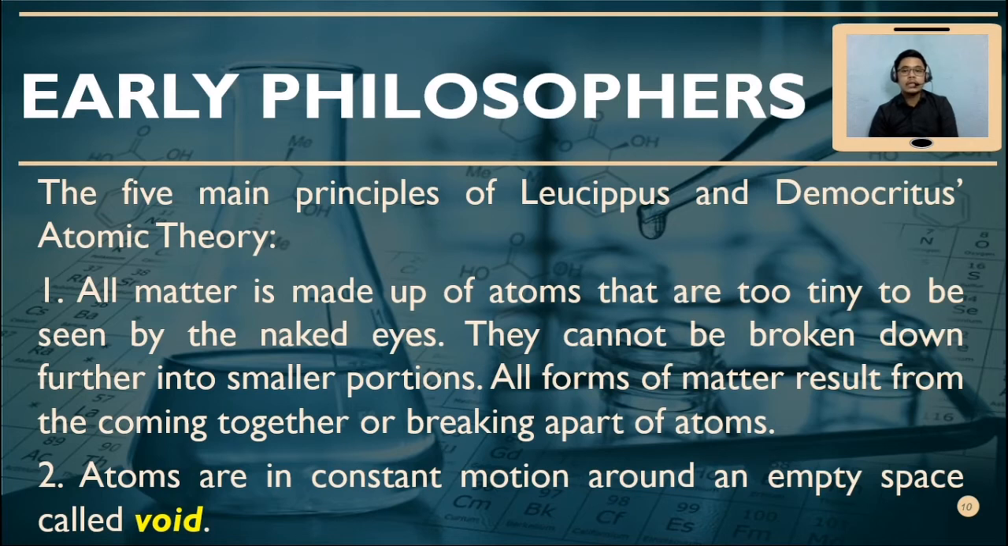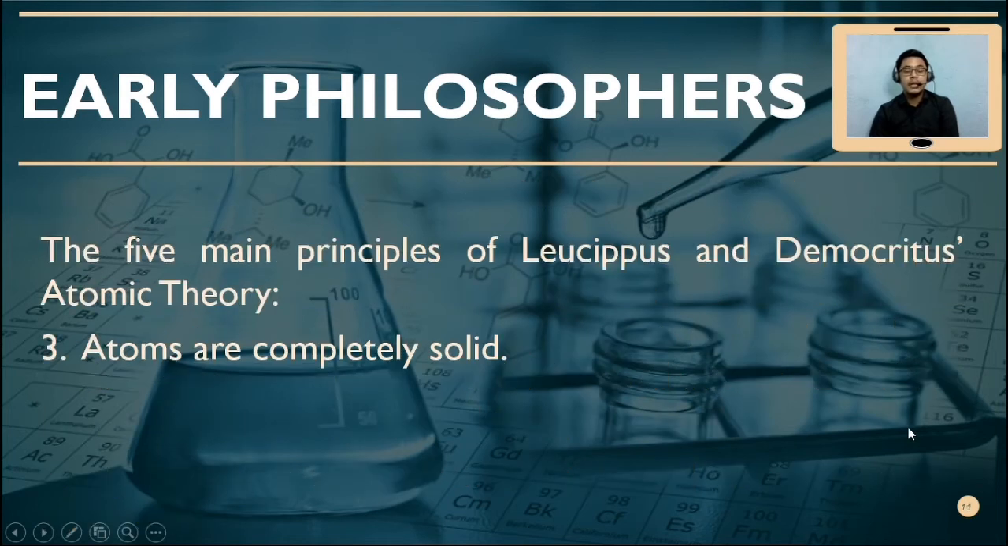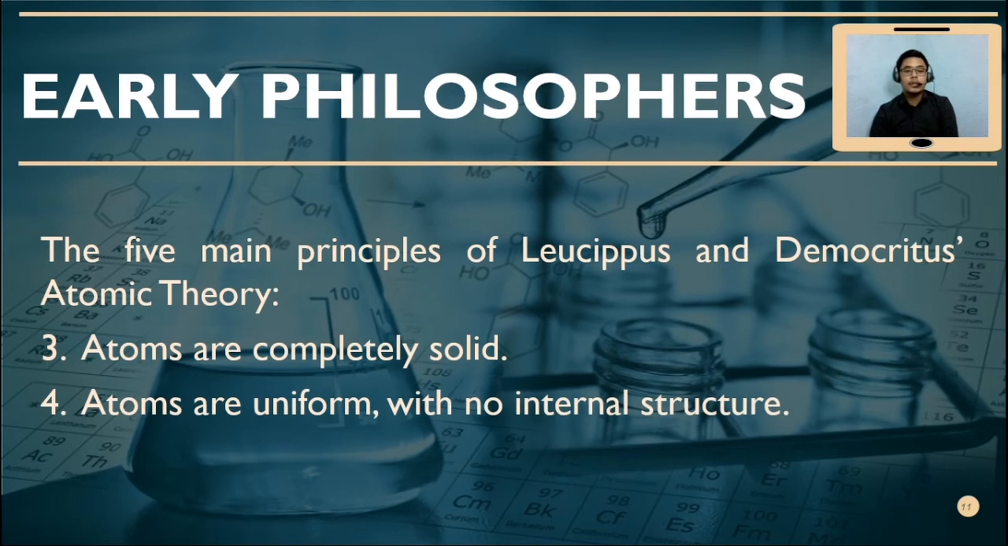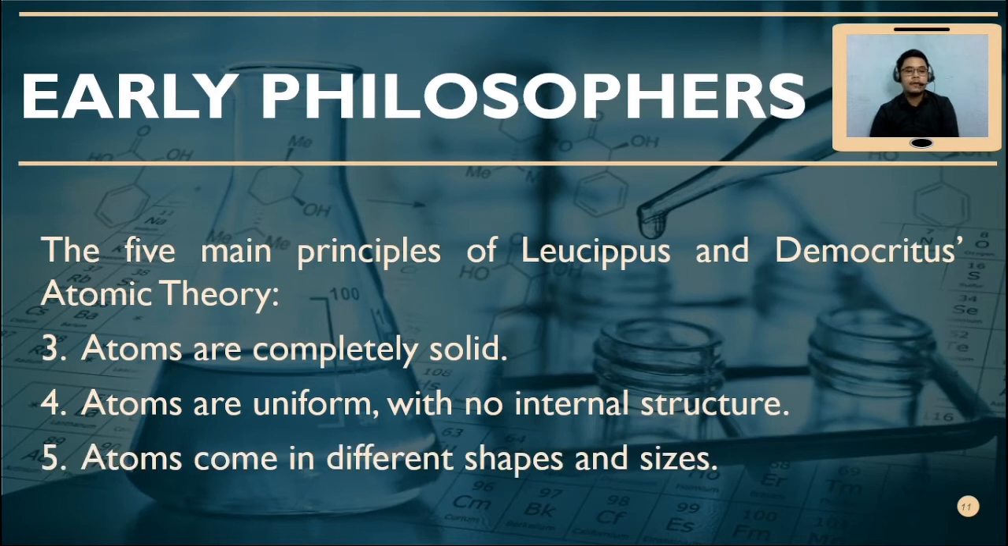So ang atom is hindi lang siya in a stationary na lugar, kundi siya ay patuloy na gumagalaw-galaw, and that is actually in constant motion, in continuous movement on an empty space called, again, void. Next, number 3 is atoms are completely solid, meaning the particles and molecules of atoms are really compacted. Alright? And number 4, atoms are uniform, meaning they do not have internal structure. Okay, number 5, atoms come in different shapes and sizes. So these are again the 5 main principles of Leucippus and Democritus' atomic theory.